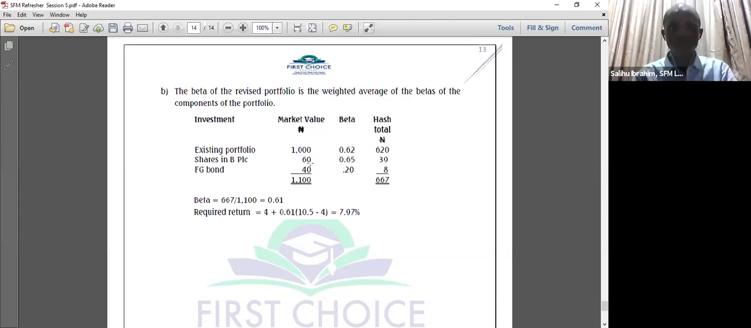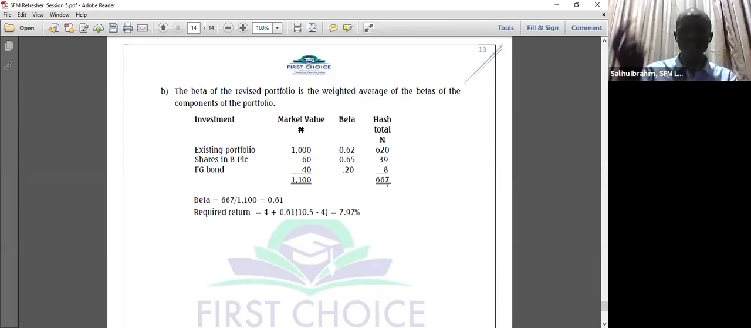60%, then the beta is what? It is 0.65. The beta of shares of BPS is 0.65, so I get the hash total here. Then for the federal government it is 40%, times the beta of 0.2. We have 8. So our total, hash total here, is 667.